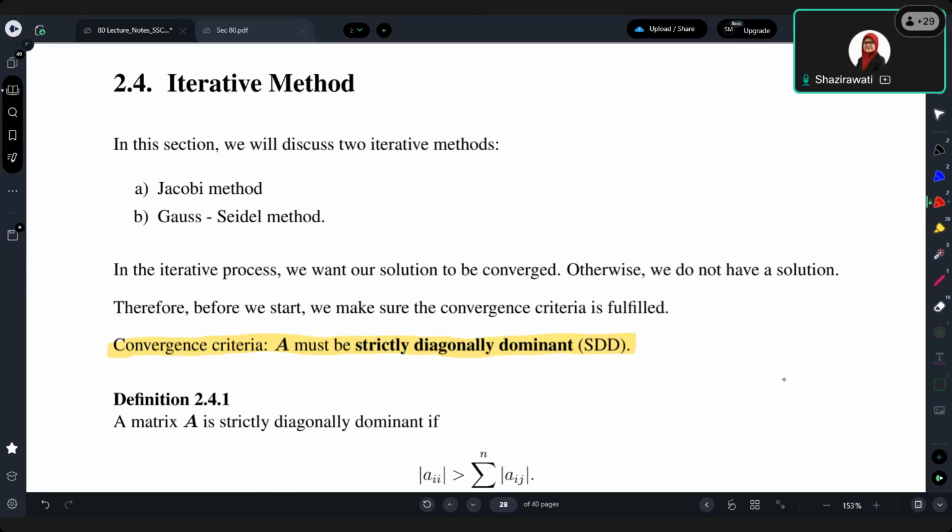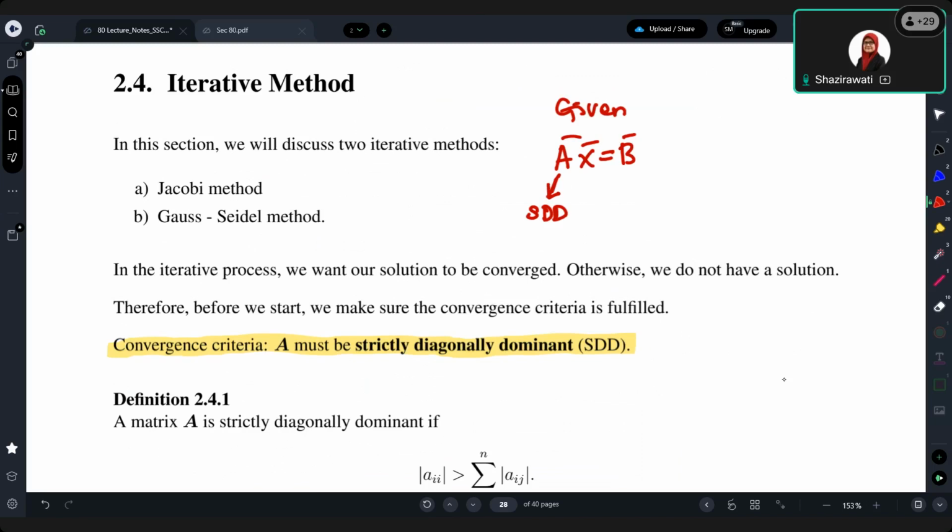So we have a problem of AX equals B. You are given the system AX equals B, and your aim is to know the unknown X. But first you must make sure this A, the coefficient matrix A here, is an SDD matrix, strictly diagonally dominant. So jangan tertukar dengan SPD, symmetric positive definite. Itu criteria for Cholesky.